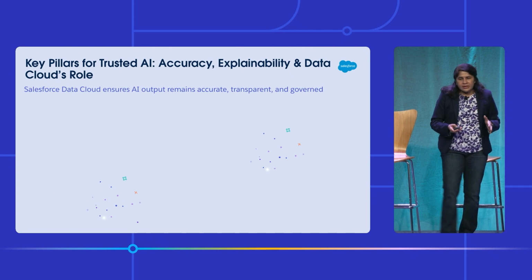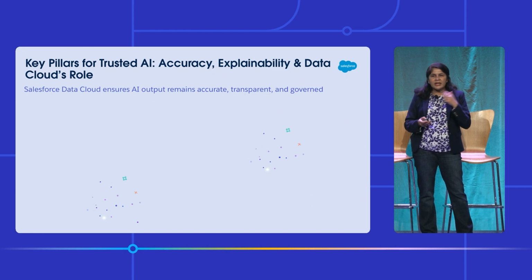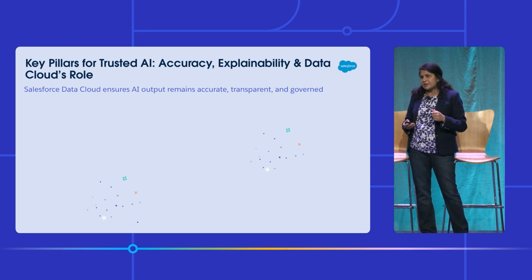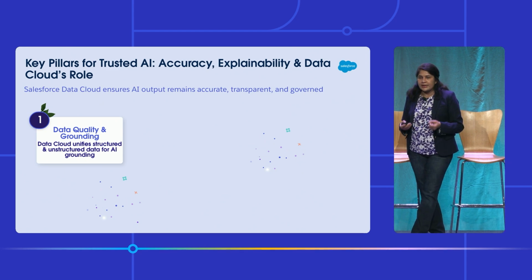And then the word trust gets thrown around a lot, especially in the world of AI, right? Always we are like, okay, we want to make sure we can trust the AI. Can we trust the AI? That's the number one concern I hear from our customers: okay, can we trust the AI? So how is Data Cloud facilitating this trust?